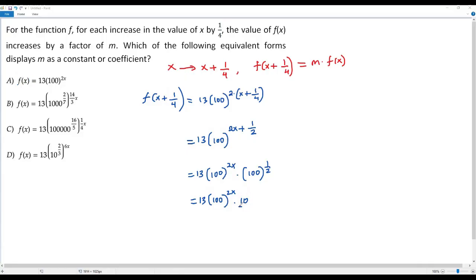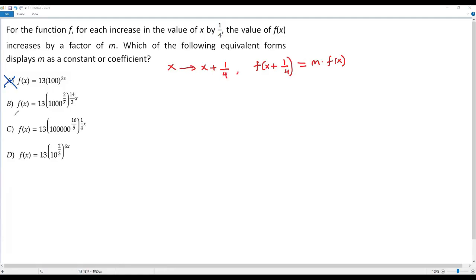So the value of m over here is 10. Now we have to see whether this value 10 is displayed as a constant or coefficient over here. No, 10 is not displayed either as a constant or coefficient over here. So answer choice A is incorrect.